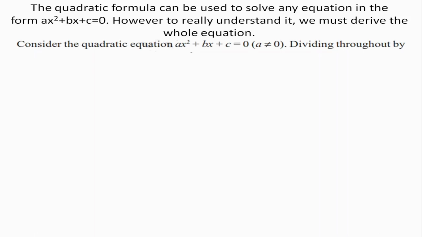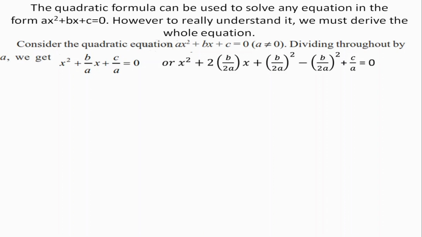Now, we get the formula by completing the square of the quadratic equation ax square plus bx plus c equal to 0. So we have to make a formula and derive the formula for the whole equation for any conditions. For this, ax square plus bx plus c equal to 0, where a is not equal to 0, we divide this equation by a and we get x square plus b upon a x plus c upon a equal to 0.